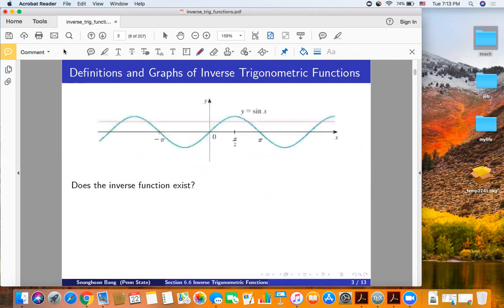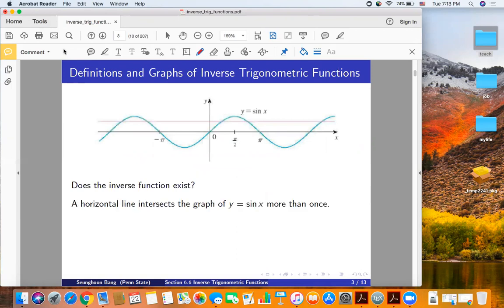The blue one is y equals sine of x. My question is, does the inverse function exist? You can draw a horizontal line. The horizontal line is like the red one. The horizontal line intersects the graph of f of x equals sine of x more than once.